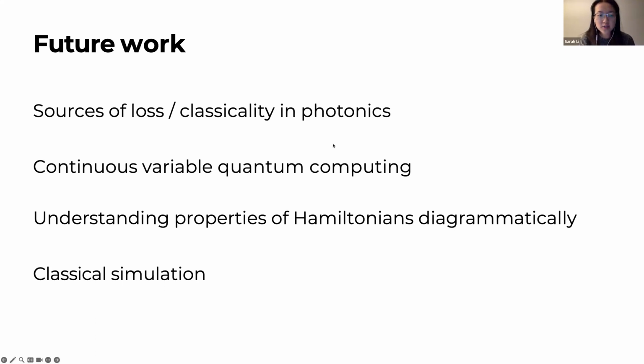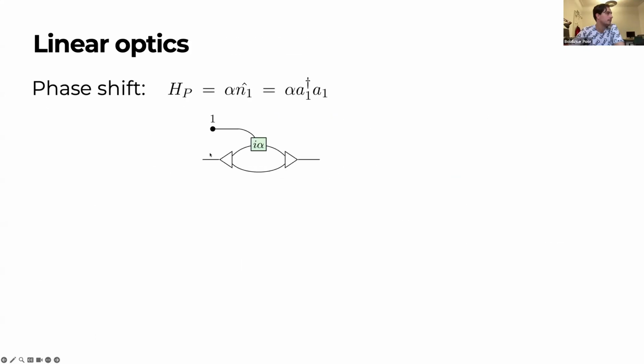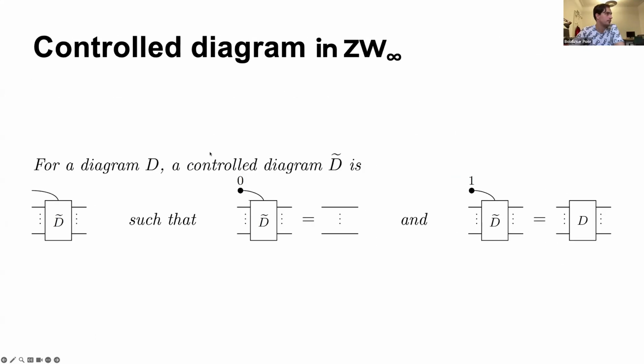May I ask a question about the controlled operation? Could you go to the slides? Which one? I think it's when you first introduced it. Okay, here. Would you mind reminding me of this 0 and 1? Is this like the 0 control, 1 control, or?